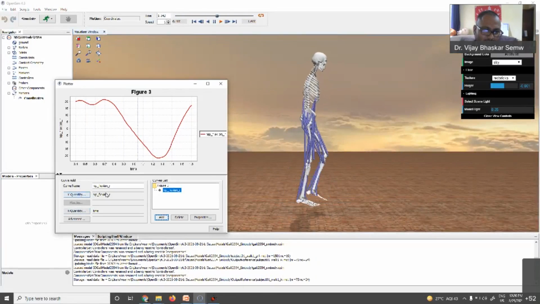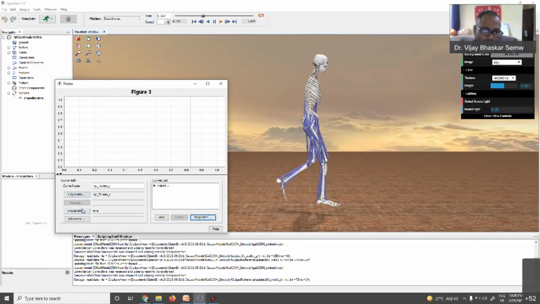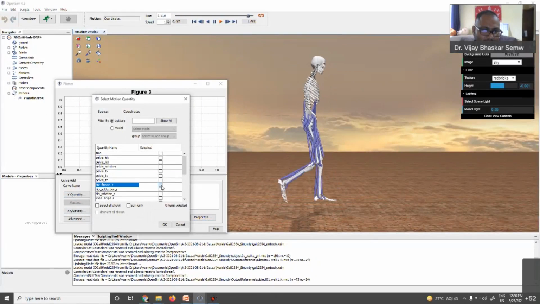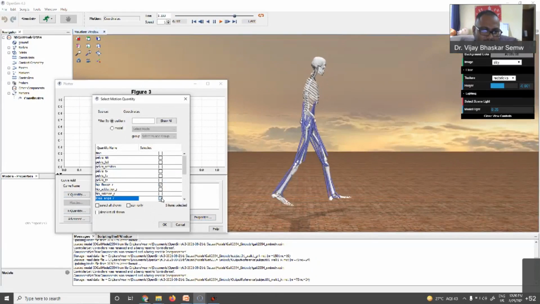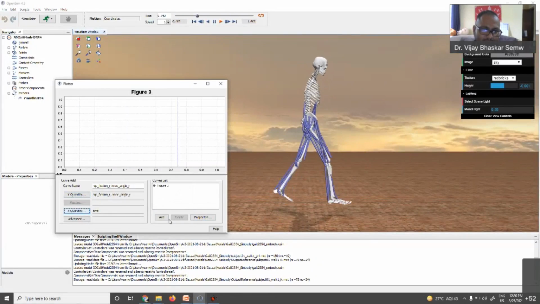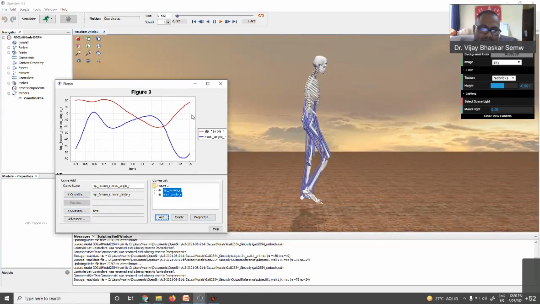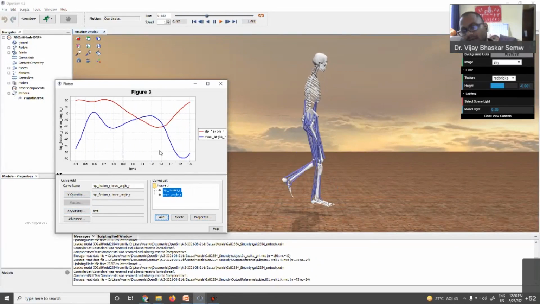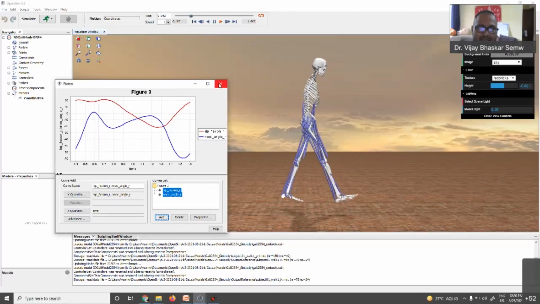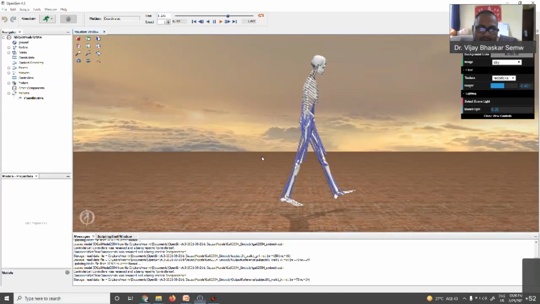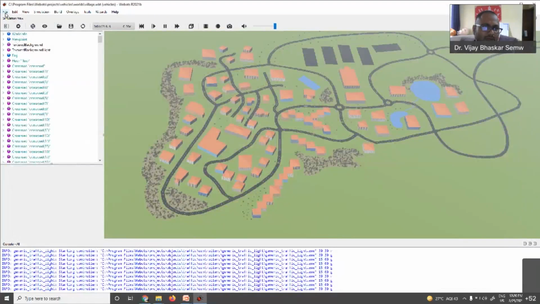You can see other joints also. The knee joint trajectory is coming. Hip rotation, knee angle, you can compare both with respect to time. Blue is showing the knee angle, red is showing the hip joint. The big hump and small hump I already introduced in the day one introductory session. If time permits, we will explore this also.